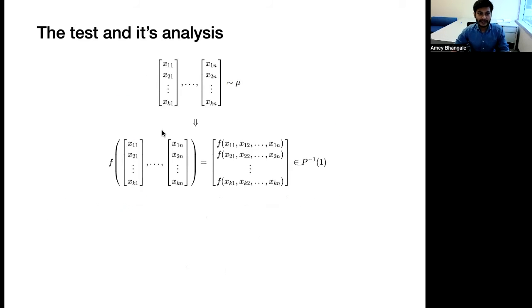Now, we can view the K queries in the test as follows. First, fix a distribution mu on the set of satisfying assignments for P. Now we sample each column from mu independently. Then each row gives us one query location. And we query f on these K locations given by these rows. And we accept if it belongs to the predicate's accepting assignments.